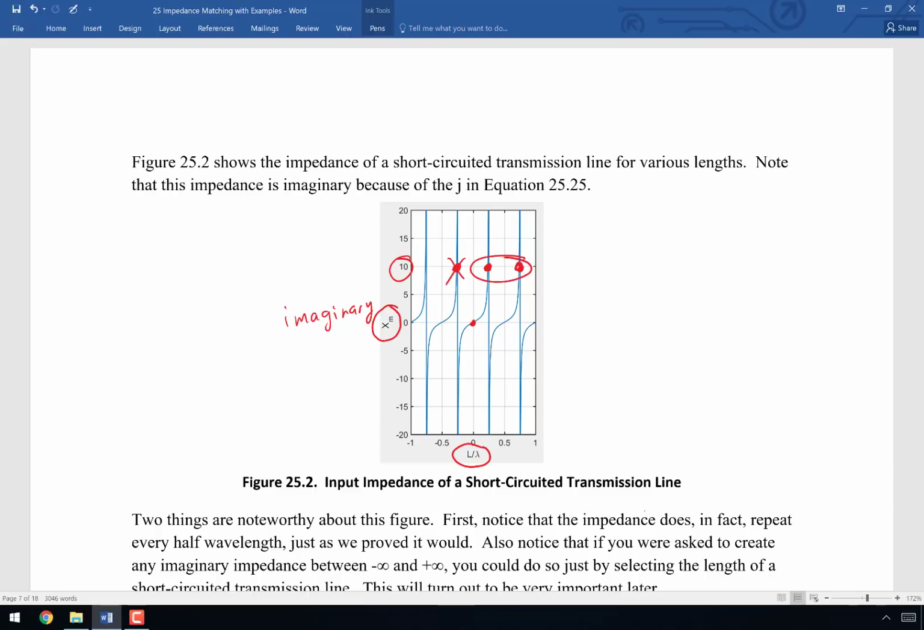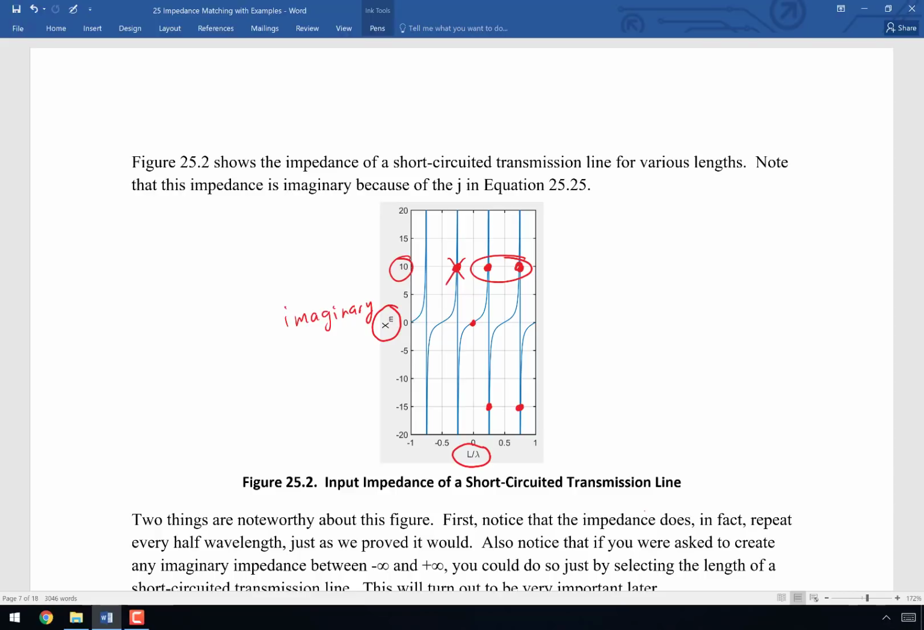But these two would work. You could have any impedance that you want. You can get a line that will match that simply by choosing the correct length. And similarly, if I said I want negative 15j ohms, well, then I could choose these lengths right here.